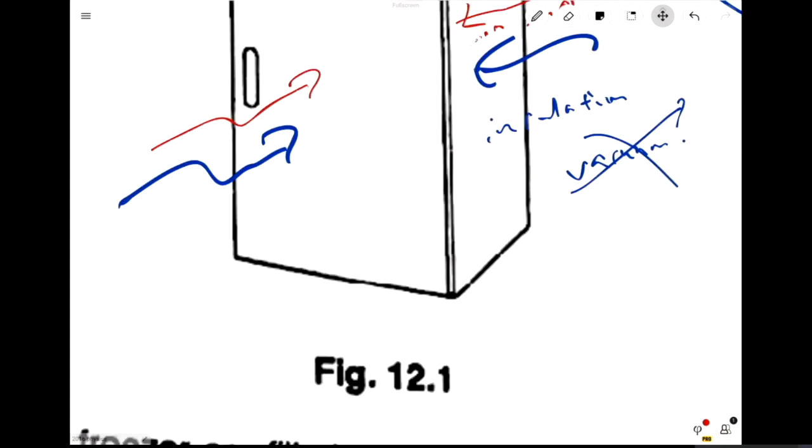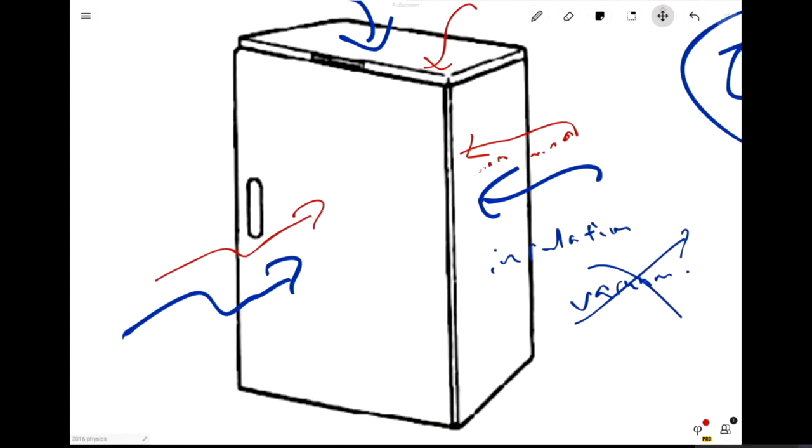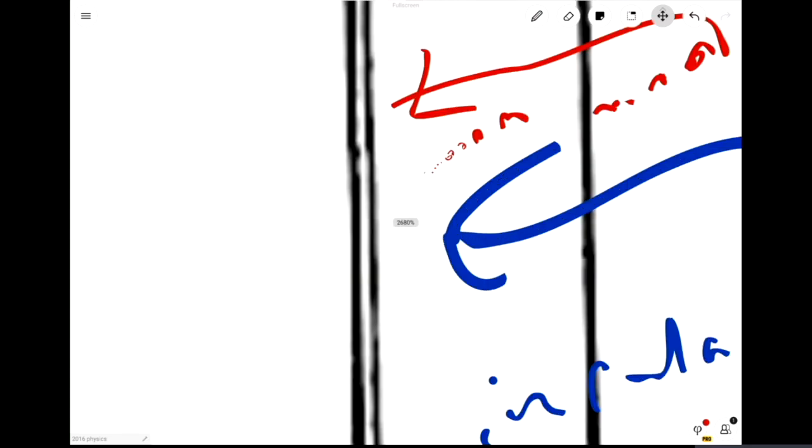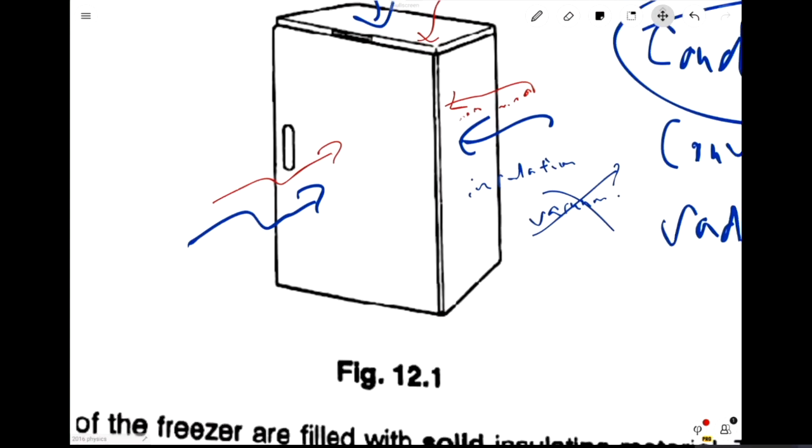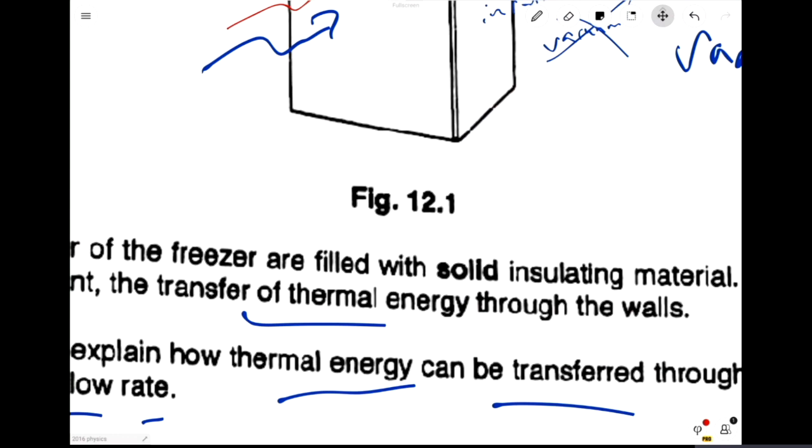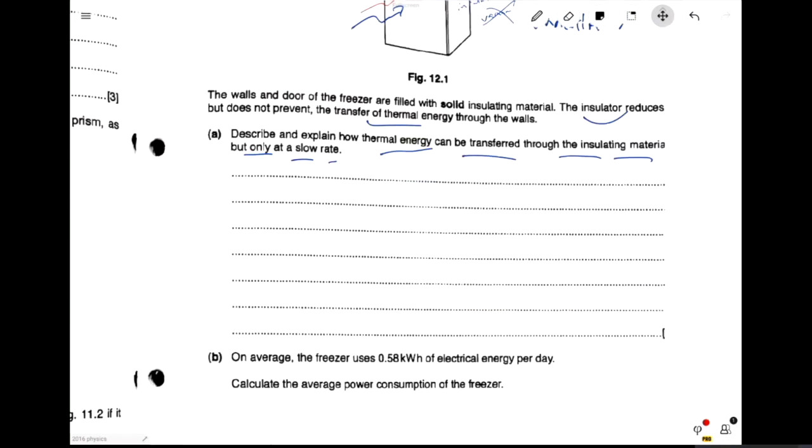But the only reason why it takes more time is because the insulating material could have air particles in between. So the particles are further apart. So it takes a bit of time before the heat can travel inside. Okay, so that's basically how many marks?